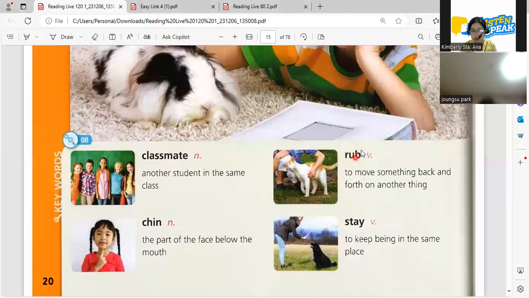What is this? Jimin, what is this? Rub. Rub means to move back and forth, like the cat. As we can see in the picture, the cat rubs his head to the boy. Okay, rub. Back and forth. That's how you rub.